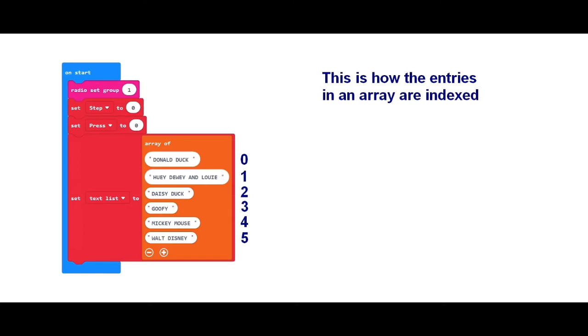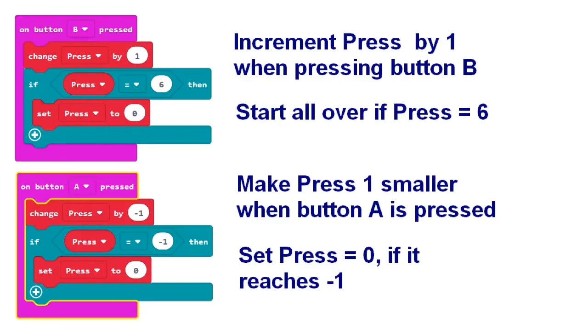Each entry in an array has a number which is used to identify it. The numbers begin with 0. You can choose which entry to display when you press button A or B. This changes the variable called press. The reason why there is a digit 6 in the block of button B is because there are 6 entries in the array.